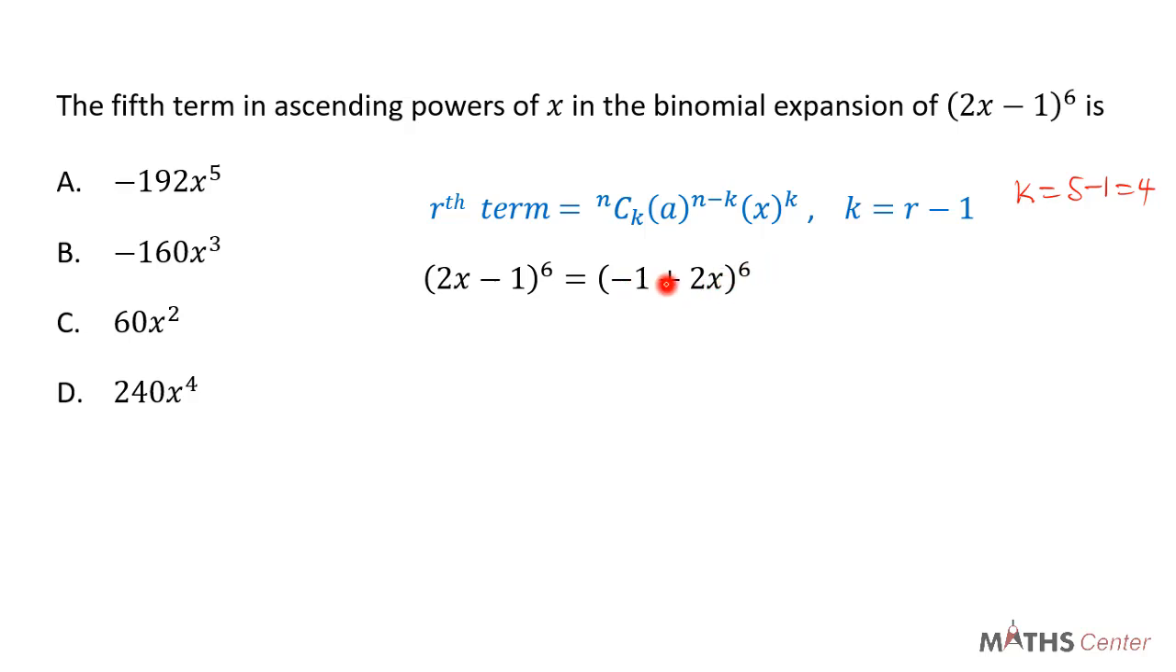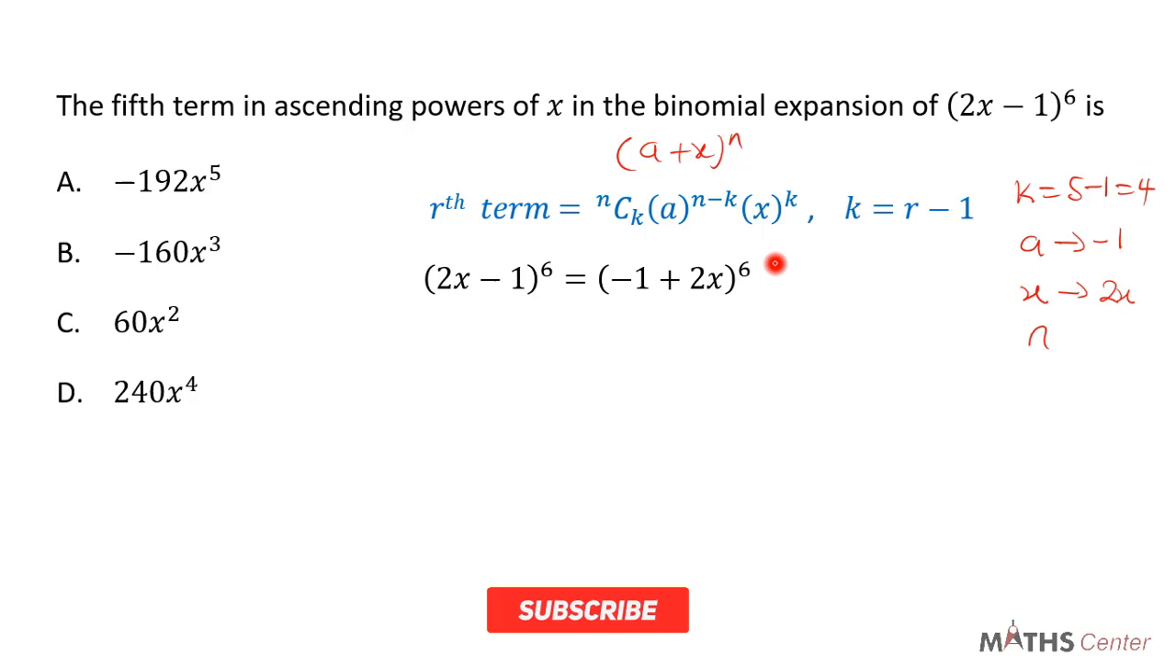Because when we have negative 1 plus 2x exponent 6, in the expansion, x will be in ascending powers. And so we are going to use negative 1 plus 2x exponent 6. When we compare negative 1 plus 2x exponent 6 to a plus x exponent n, we can see that a, which is the first term, will be negative 1. x, which is the second term, will be 2x. And n, which is the exponent on the binomial expression, is 6.